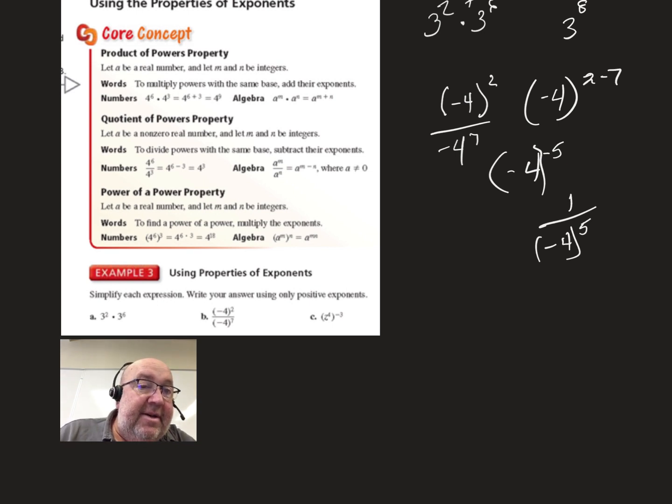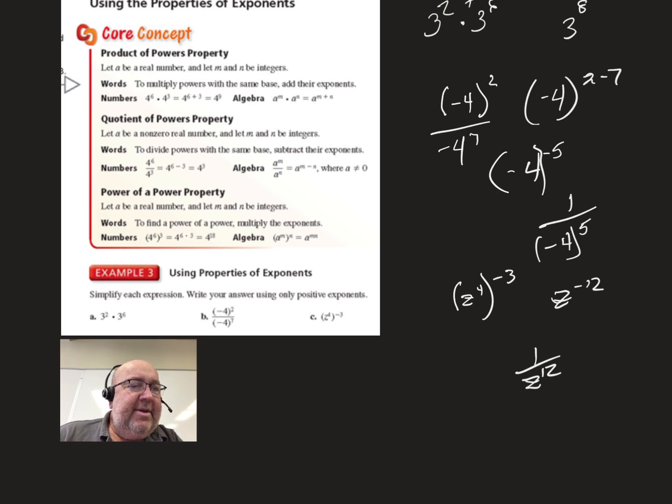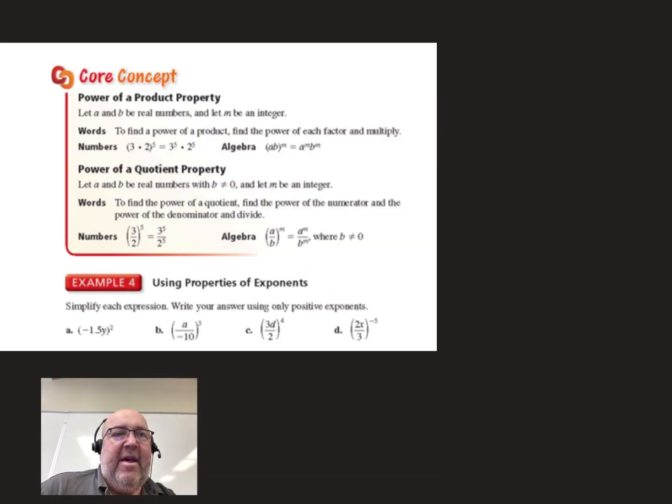Final one down here, we have z to the 4th power inside parentheses to the negative 3rd power. So we're going to multiply negative 3 times 4, and we're going to get z to the negative 12th power. Again, we're going to make that positive by doing a reciprocal, and we're going to have 1 over z to the 12th power.